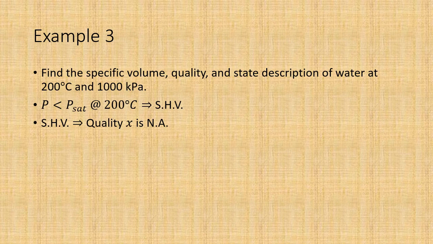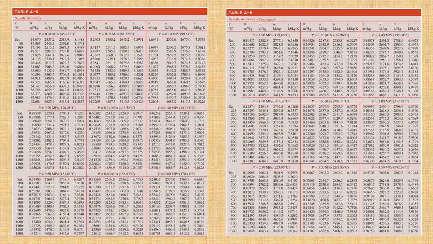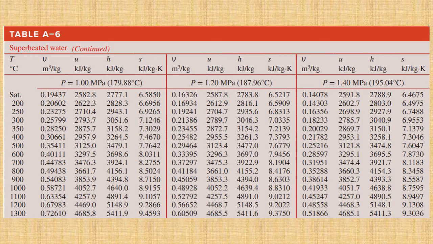For that, we will need to go to the superheated water table. The box corresponding to our pressure value of 1000 kilopascals, which is equal to 1 megapascal, is on the second page of the table, right here. Let's zoom in to get a better view. First, we choose which box we need. It's this one, since it corresponds to the given pressure value of 1 megapascal.